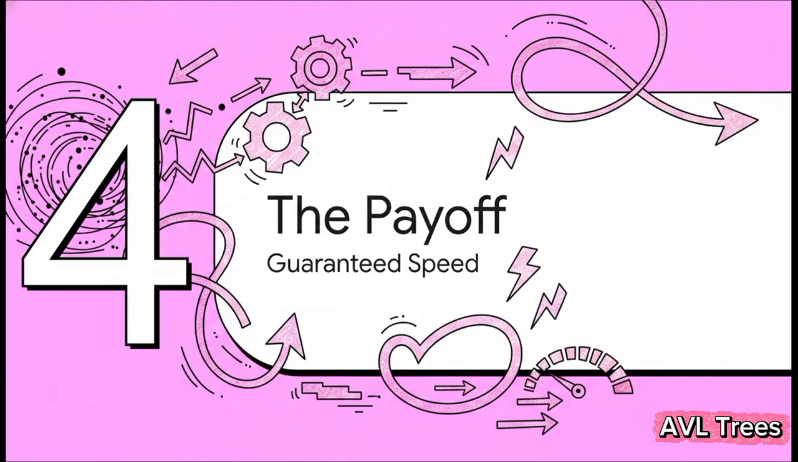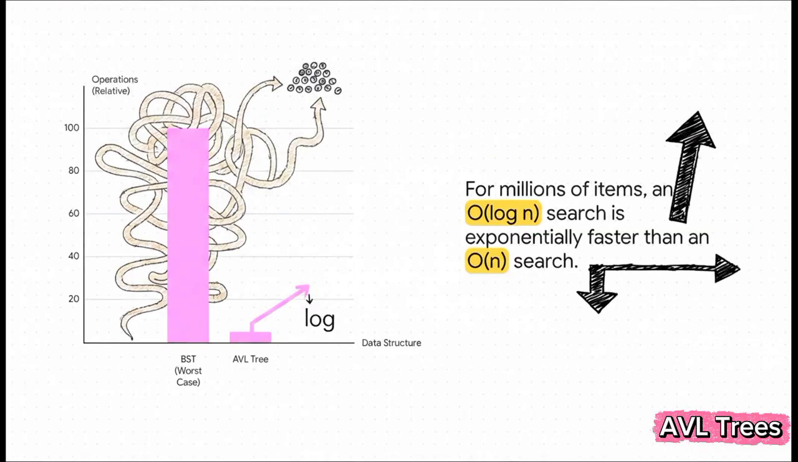Okay, so we've been doing all this work, calculating balance factors, performing rotations. What's the point? Why bother with all this? Well, the payoff is huge. It's all about guaranteed speed. Just look at this chart. For a standard BST, in the worst case, searching for one item out of n items could take n steps. That's linear time, or O of n.